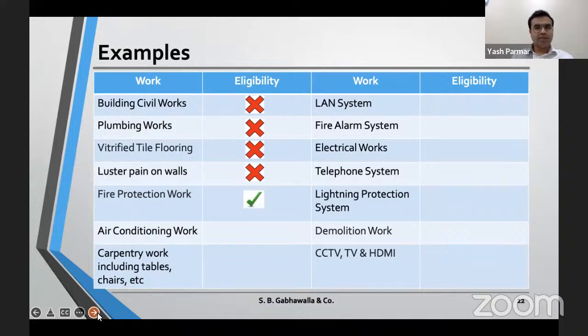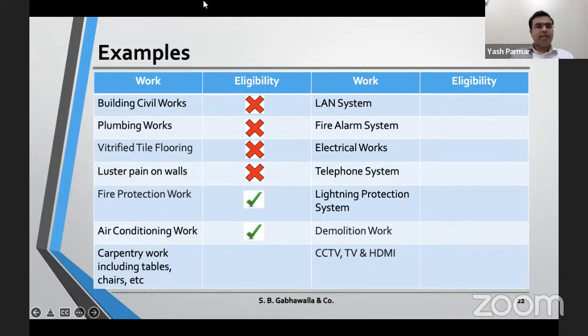Air conditioning work. AC is a plant and machinery. In your books of accounts also, when you are capitalizing this asset, you capitalize it under the head of plant and machinery under the Income Tax Act. Therefore, air conditioning machinery being in the nature of plant and machinery, it is not a blocked credit and ITC can be claimed.